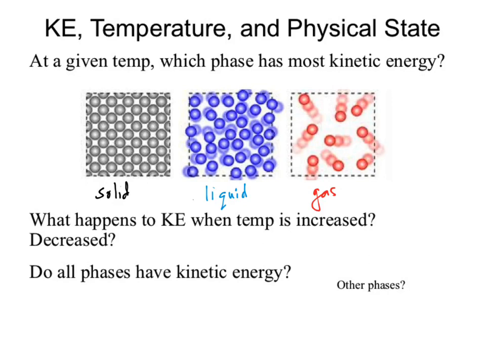So what happened to the kinetic energy of our particles as we move from solid to liquid to gas? We got more energy and more movement. So the kinetic energy increased. What happened to the temperature? It also increased. What does that mean about kinetic energy with respect to temperature? They're directly related. An increase in temperature means an increase in kinetic energy.